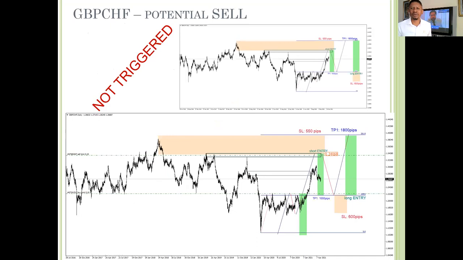The pound Swiss franc also just kept standing in between that small supply level, and it respected that, coming to the downside. This is where we are now. It is trying to go down, but it never hit either our sell entry nor our buy entry, and we leave it at that.